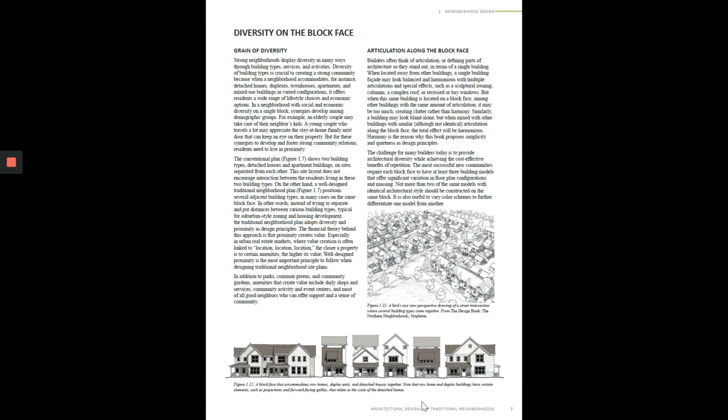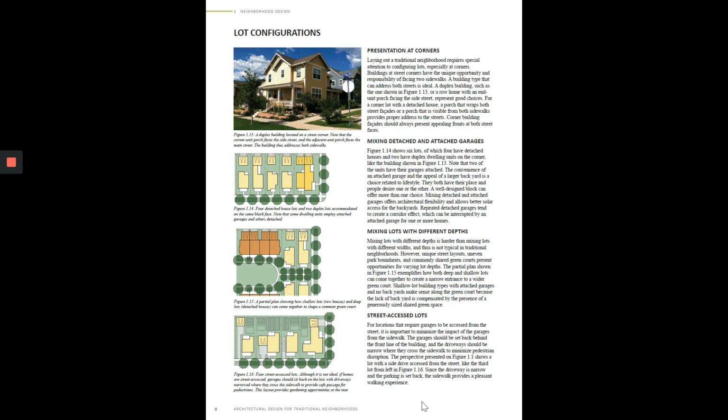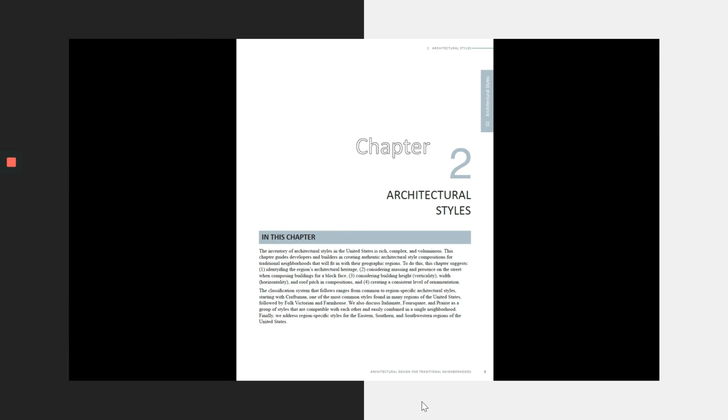We talk about diversity on the block face, how to create diversity and harmony simultaneously. And we get into a number of different lot configurations to help resolve corner lots, alley access lots, front-loaded garages, so that you can use some of these design principles even in a conventional subdivision and create beauty. Chapter 2 is about architectural styles.